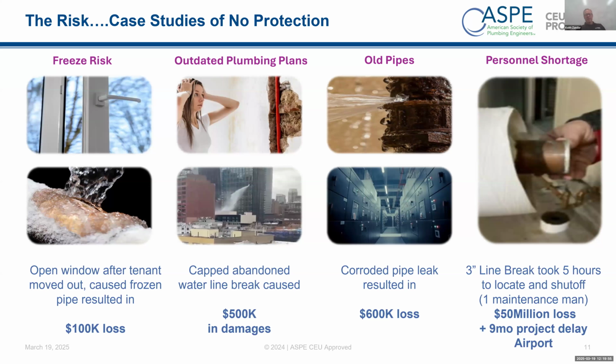And then on the right-hand side, we've got a nice little $50 million loss right there, a 3-inch line. Middle of the night, they had one maintenance man covering the whole facility. It's probably 1 million square feet of facility. It took 5 hours to locate, 5 hours to shut off, and a 9-month project delay on the airport. So that's some fun stuff.